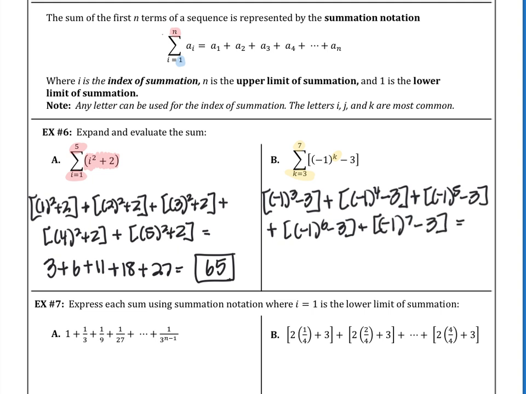So this would give us negative 4 plus negative 2 plus negative 4 plus negative 2 plus negative 4. Oh, that's interesting. Okay, so that gives me negative 16.